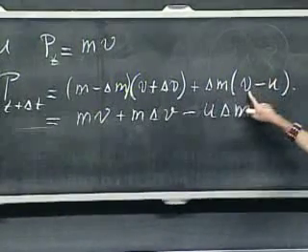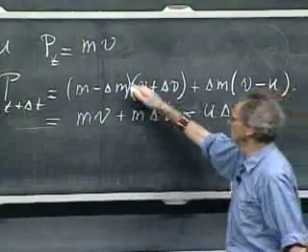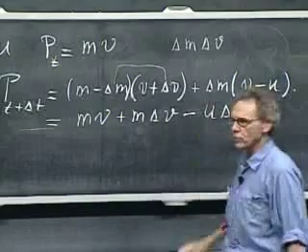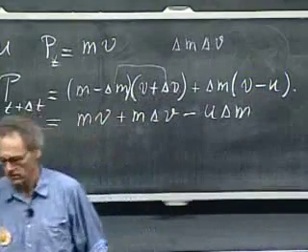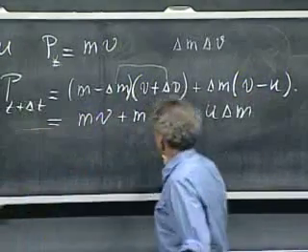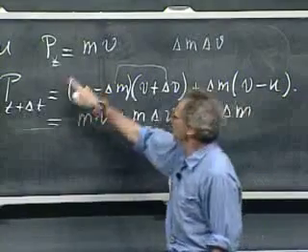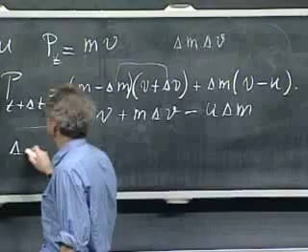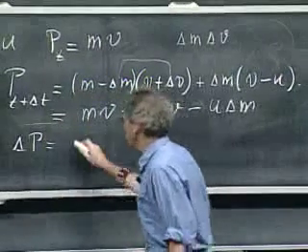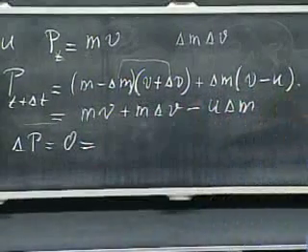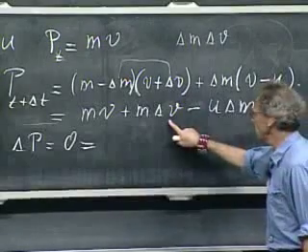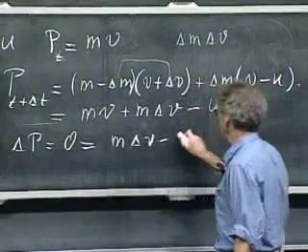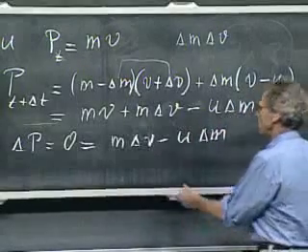And the delta m v here cancels minus delta m v here. And this term, delta m delta v, is the product of two incredibly small numbers. I ignore that. So this is the momentum at t plus delta t, and this is the momentum at time t. And so the change in momentum, delta p, which must be zero, because momentum is conserved, is m delta v minus u delta m.